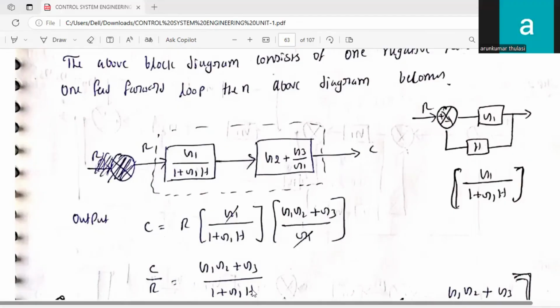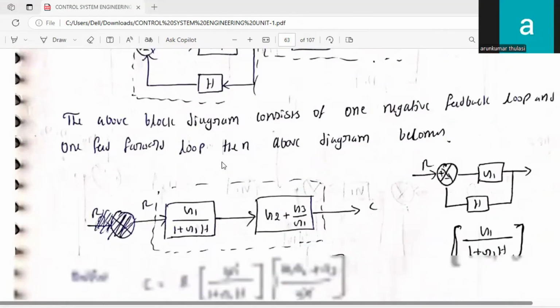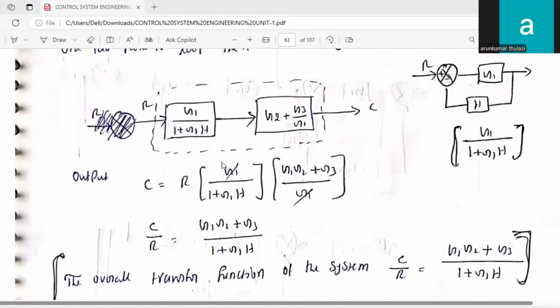First, a clarification: we can observe the denominator terms include the feedbacks. In this given diagram, we have one feedback, that is H with respect to only G1. Whatever feedback we have with respect to a block comes in the denominator, that is 1 plus G1H. And the numerator is based on how the path goes from input to output.